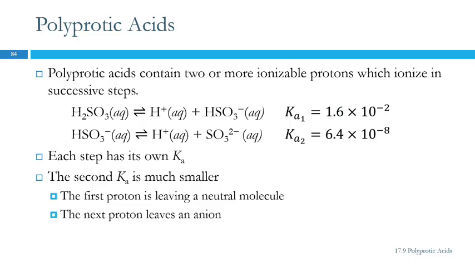And we can explain this by noticing that this hydrogen is leaving a neutral molecule, whereas this hydrogen is leaving an anion. So you have a positive charge trying to get away from a negative charge, and it's just going to be harder for it to leave. Any questions?